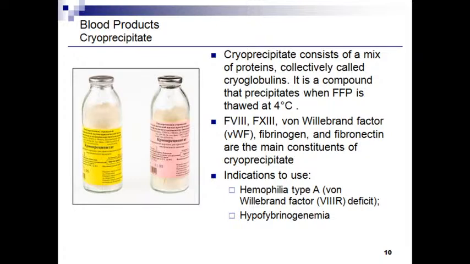Cryoprecipitate consists of factor 8, factor 13, von Willebrand factor, fibrinogen, and fibronectin. Indications to use it are hemophilia type A or hyperfibrinogenemia. Cryoprecipitate is a remedy for treatment of coagulopathy, continuous bleeding due to hypocoagulation of blood.